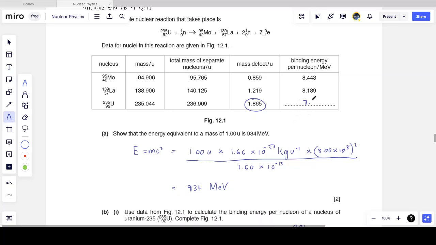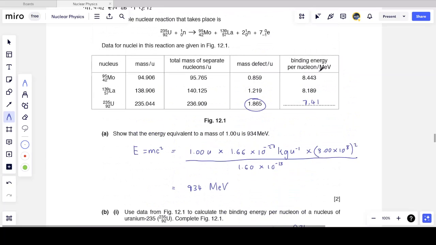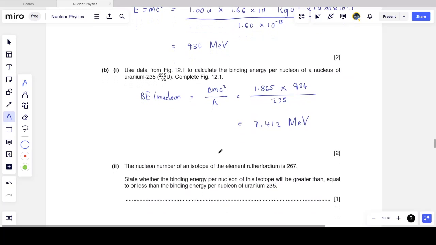And so if I fill in the table, I'll write this as 7.41. I can write two significant figures, 7.41 mega electron volts. They didn't give me a unit in this question because they wanted me to fill in the figure, so I had to infer that the unit I needed to use was mega electron volts. Hence, I multiplied my mass defect by 934 and not 3 times 10 to the power 8 squared. And so the binding energy per nucleon of uranium-235 is 7.412.